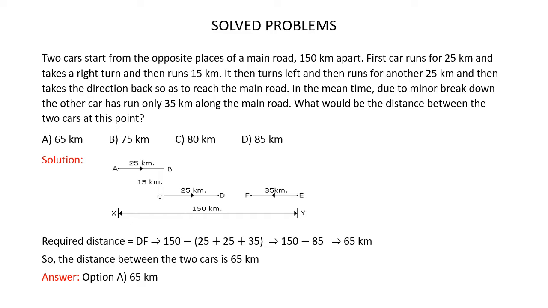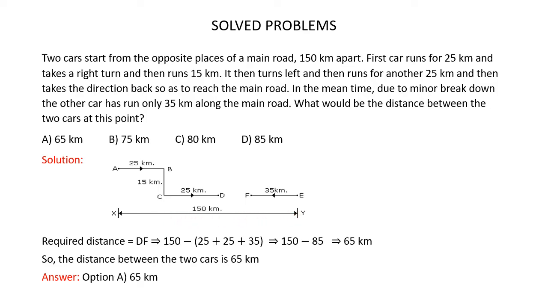So first let's draw a diagram for the information given in the question. It's given that two cars start from the opposite places of a main road 150 kilometers apart. The first car starts from point A and the second car starts from point E, which are opposite places of a main road which is 150 kilometers. So initially the two cars are 150 kilometers apart.